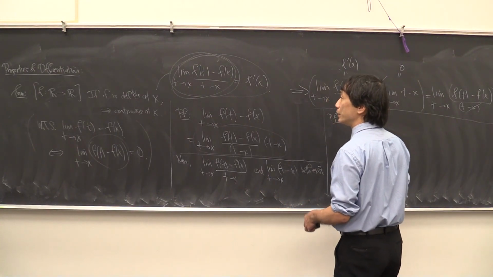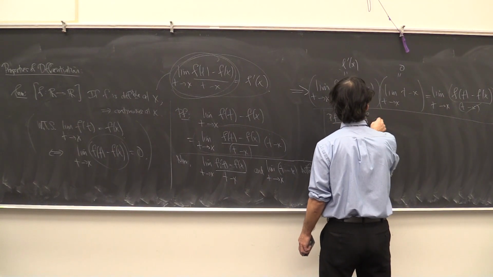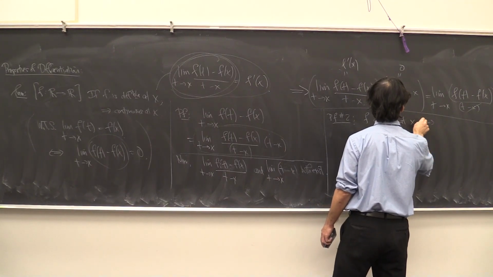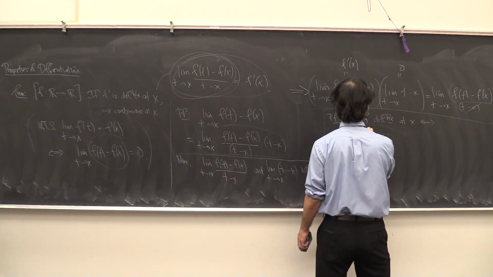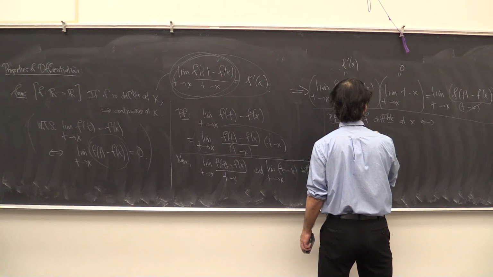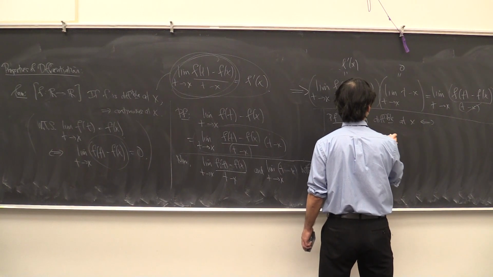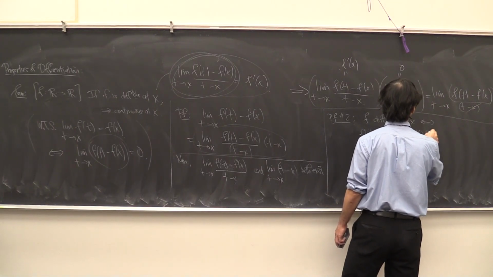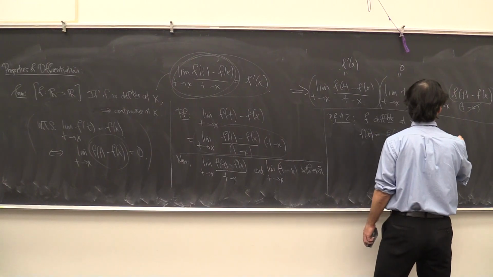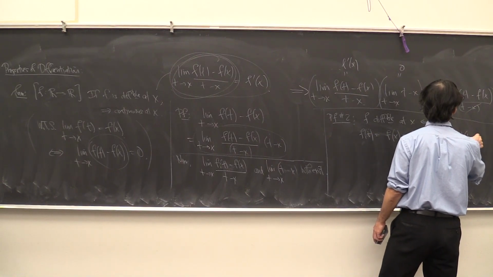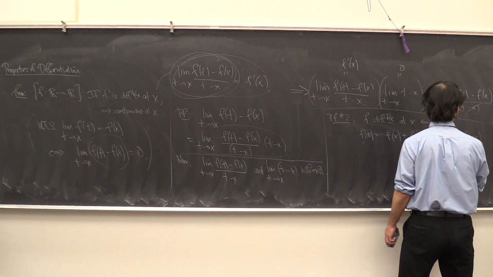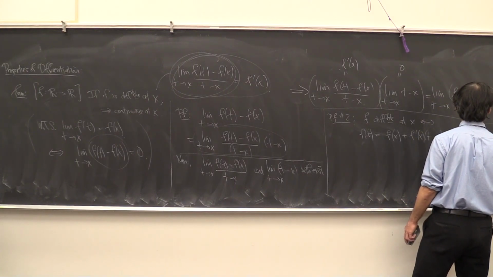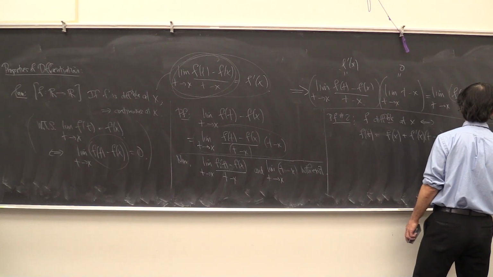So f differentiable at x, as we said, is the same thing as saying that f of t equals f of x plus f prime of x times t minus x plus u of t times t minus x, where u of t goes to 0 as t goes to x.